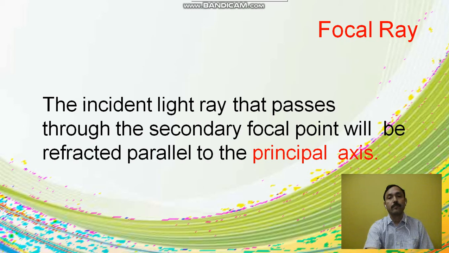Focal ray: the incident light that passes through the secondary focal point will be refracted parallel to the principal axis.